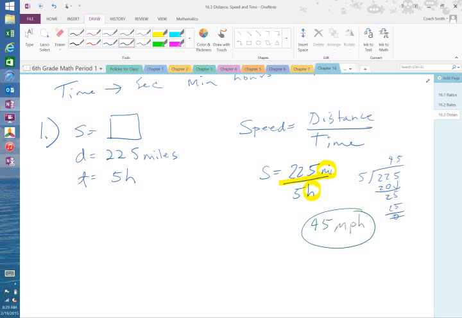Not very fast, especially if you're going 225 miles. 5 hours would be a long time to do that. But, hey, some people drive slower than other people. I've never been accused of driving slow.